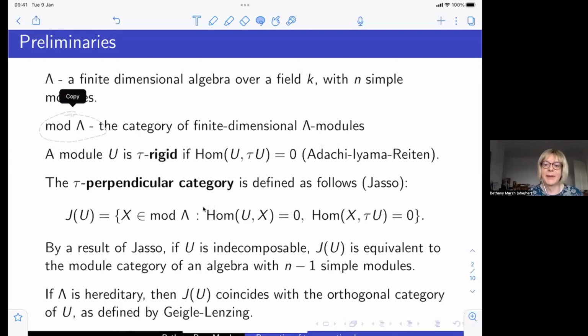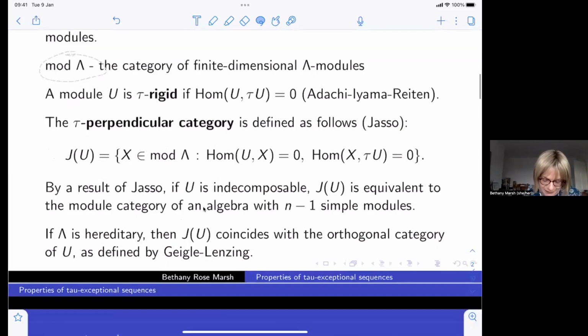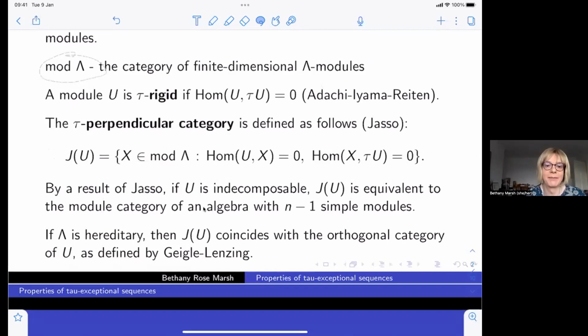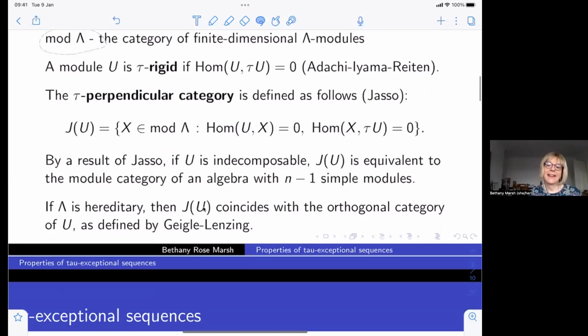And then we have the tau perpendicular category, and this was introduced by Jasso. So if we're given a tau rigid module U, we could consider the modules orthogonal to it in the sense that there's no Hom from U to the module, and there's no Hom from the module to tau U. And this is quite a nice orthogonal category because it's equivalent to another module category by a result of Jasso. If U is indecomposable, that other module category is the module category for an algebra with n-1 simple modules. And if lambda is hereditary, then this is the usual orthogonal category that was defined by Geigle and Lenzing, so it goes back much earlier.